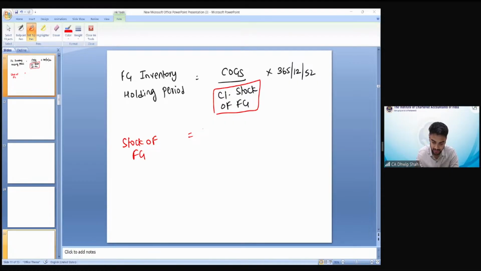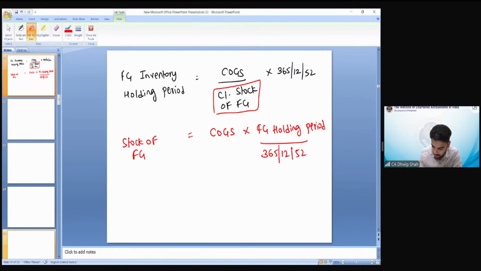Correct. Vishal is correct. It becomes nothing but COGS multiplied by FG holding period, divided by 365, 12 or 52 as the case may be. Okay? We have just transpositioned the formula. Are you getting this?